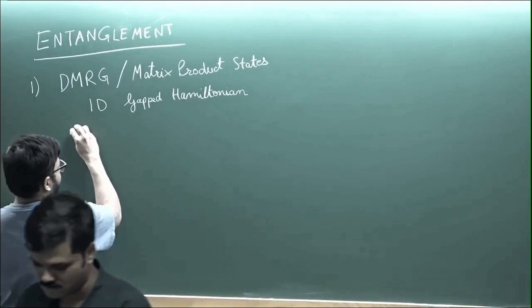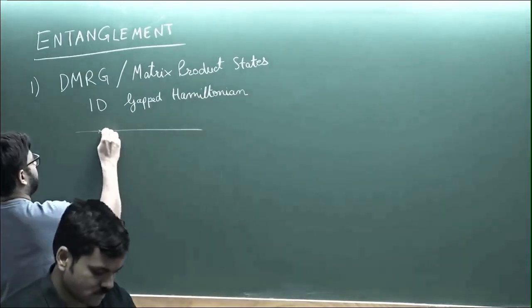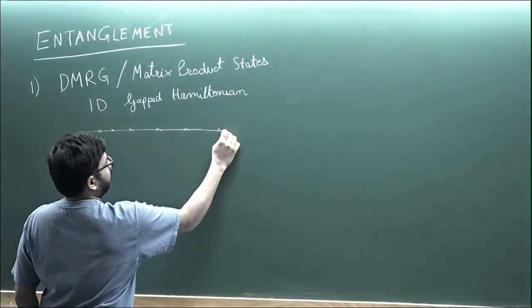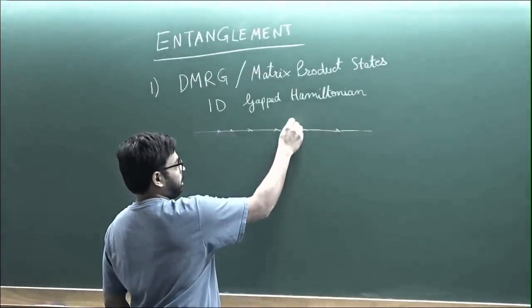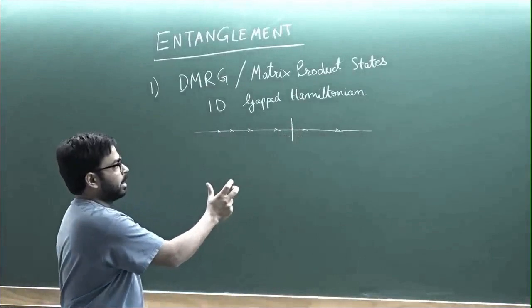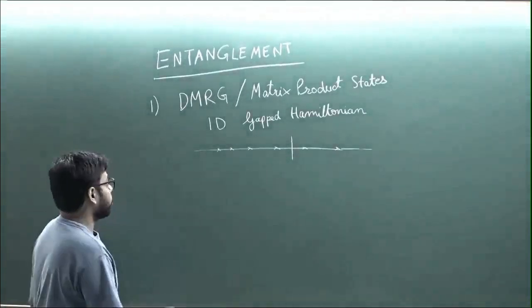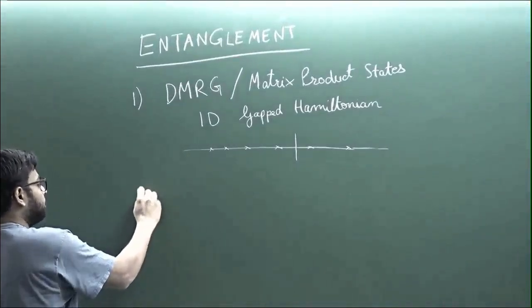They depend on the fact that if I have a 1D chain of sites, no matter how long the system size is, if I cut it at some point, the amount of entanglement between the left and the right is a constant. Okay.